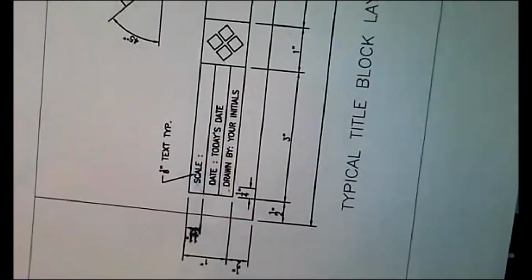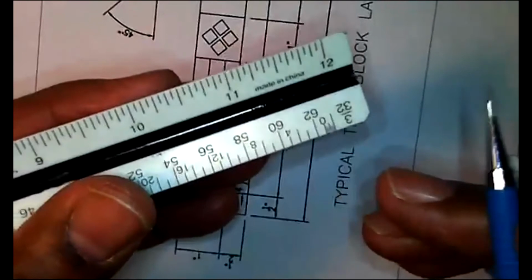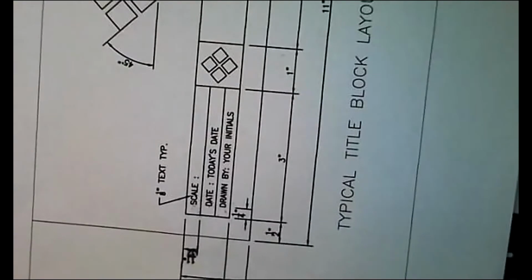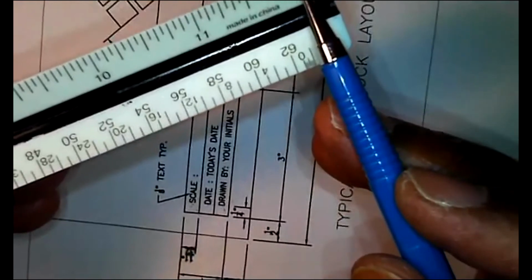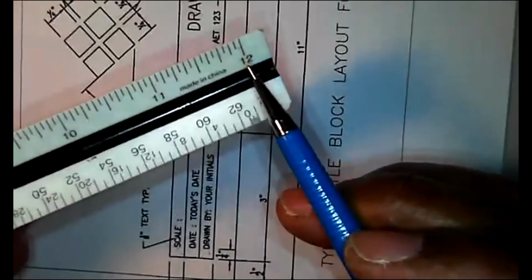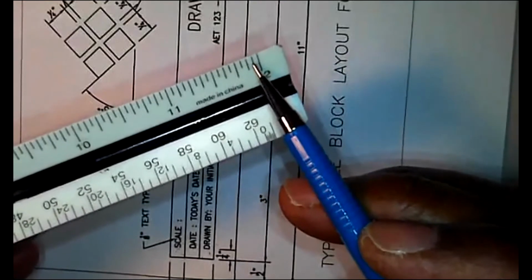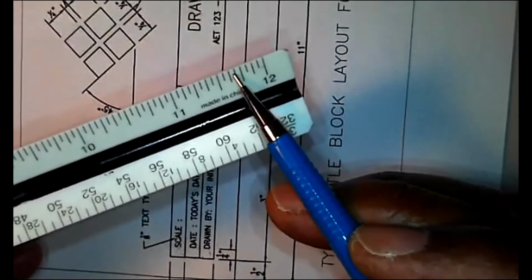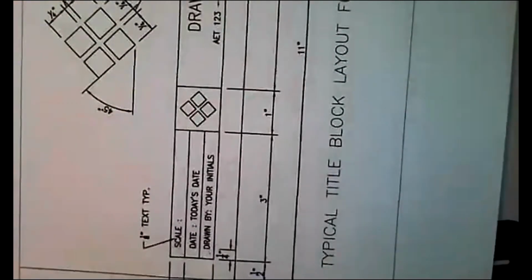And then as we look at our architect scale, just to review, 1/16 right here, the smallest increment, 1/16, contains 2/32. All right, so 2/32, 4/32, 6/32, 8/32, 10/32, and then halfway between right there, 11/32.